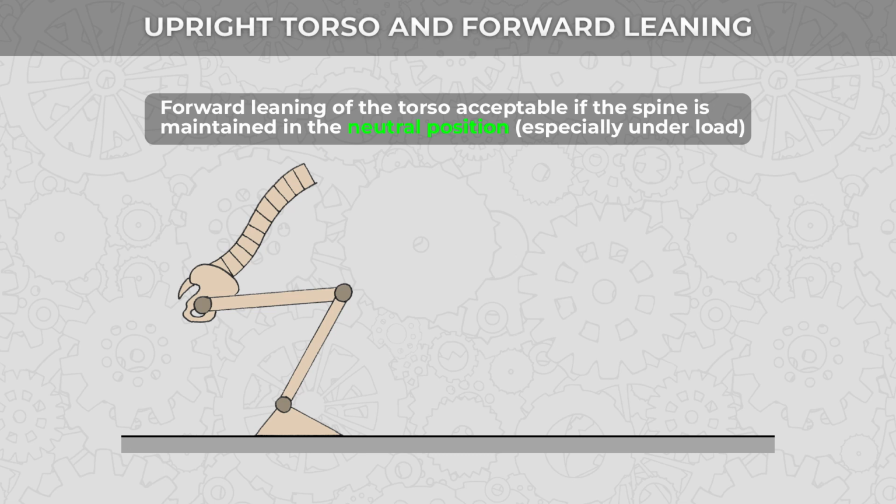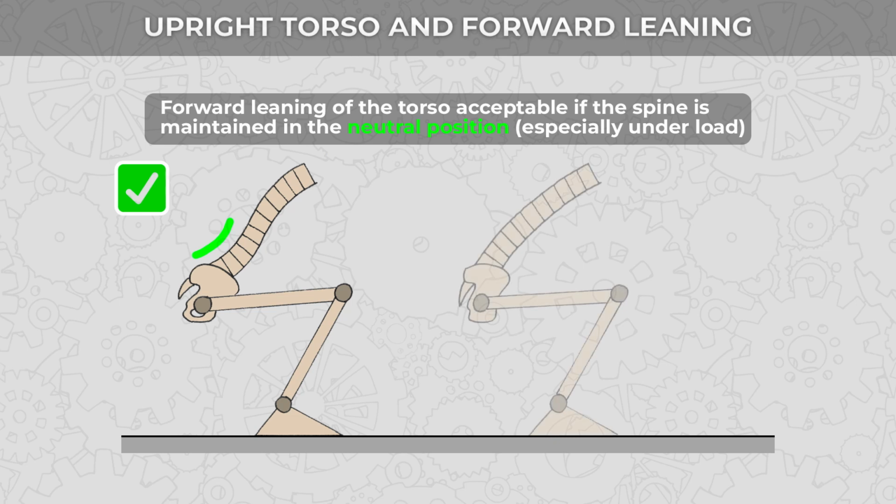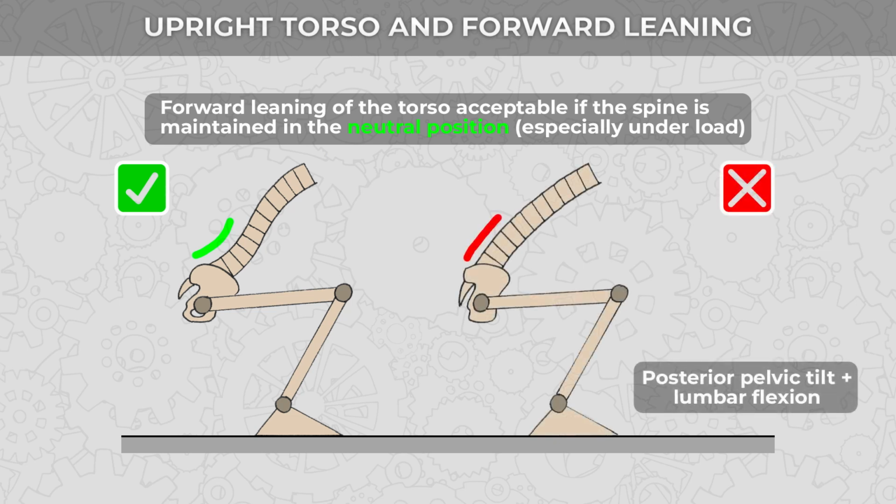However, a forward lean during the squat is not wrong by definition, if the rest of the technique is on point, meaning having an almost neutral spine position throughout the whole movement.